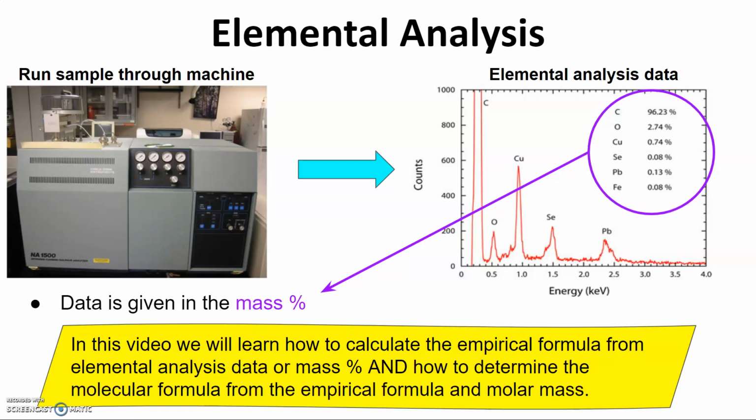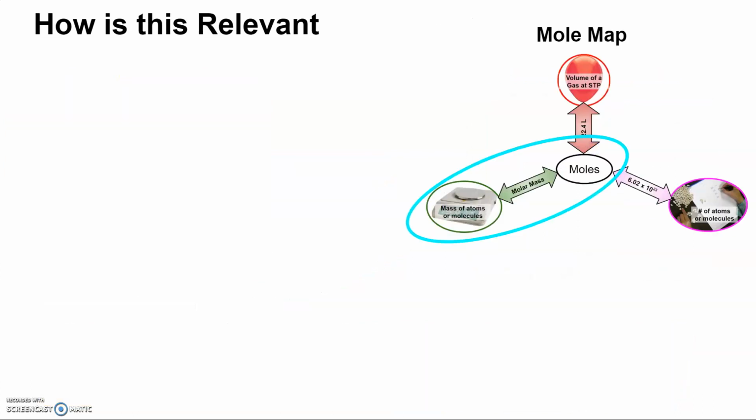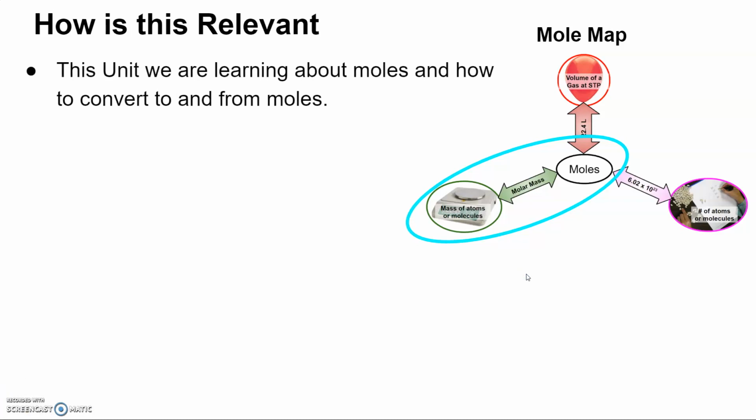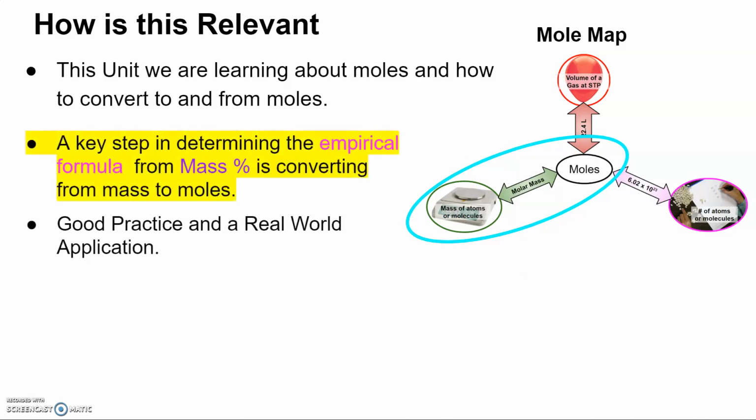Later on, we're going to determine the molecular formula from the empirical formula and molar mass. Now, before we go any further, you may be wondering how this is even relevant to what we've covered so far. In this unit, we've been learning about moles and how to convert to and from moles. A key step in determining the empirical formula from the mass percent is converting from mass to mole. So what we're learning here is relevant in the sense that we're going to be using some of the same strategies and tools that we've learned in this unit. And it's also a real world application.